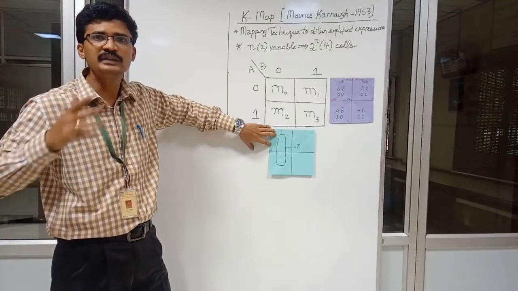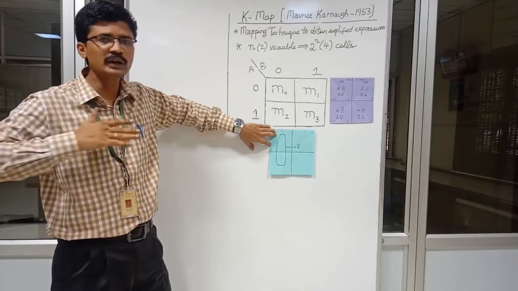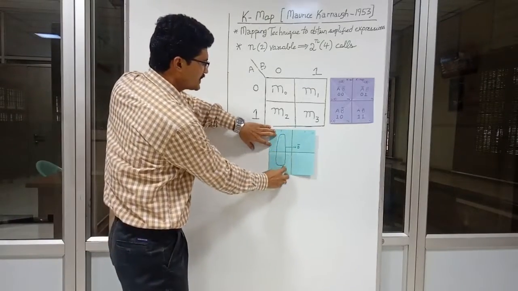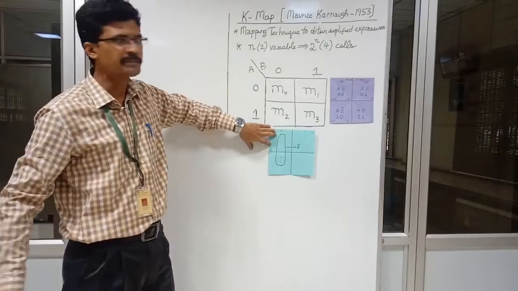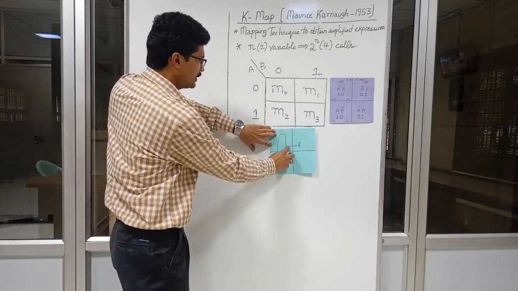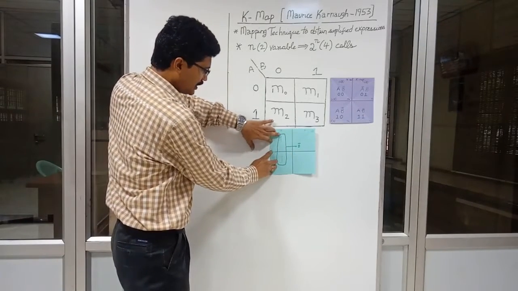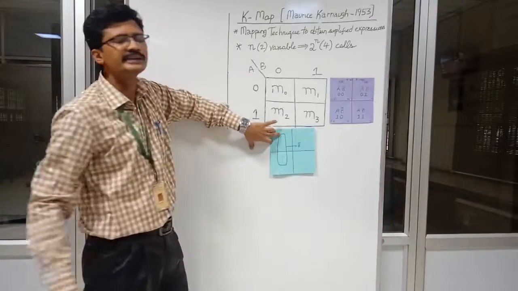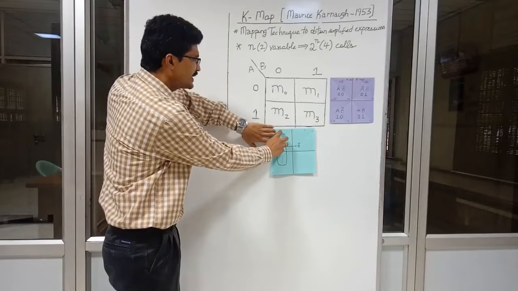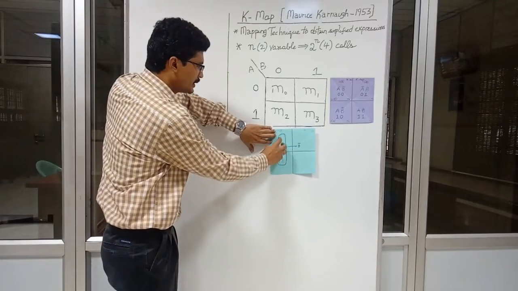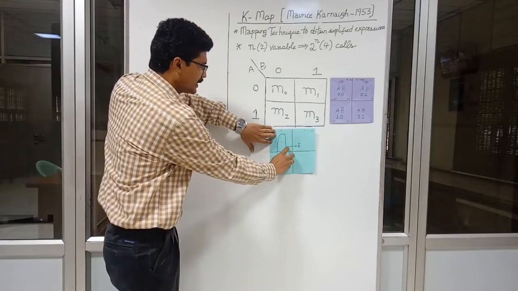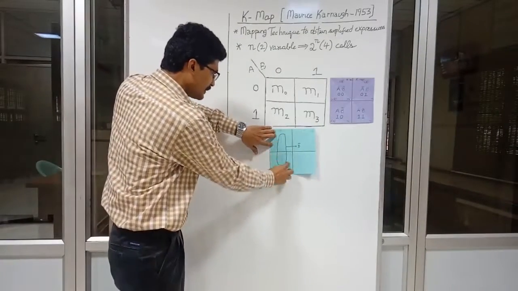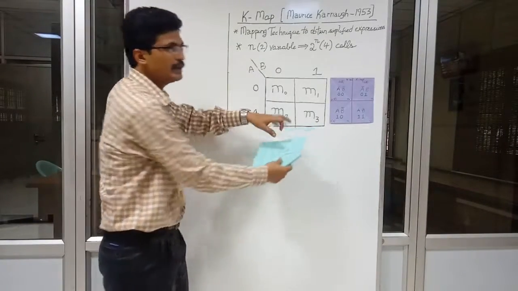I cannot combine 3 ones because it has to follow the 2 power n rule in digital. So I have combined 2 ones here. So this is B bar. The reason: this one over here is A bar, for this one it is A. It is different. Whereas in this case B bar is the same. So I have combined these ones together and written here B bar. That is how we combine the ones together and mark the corresponding min terms.